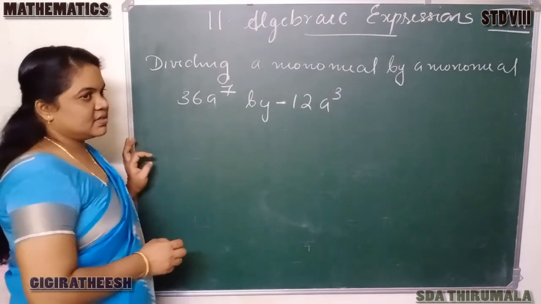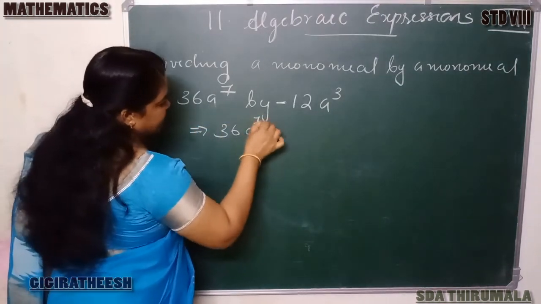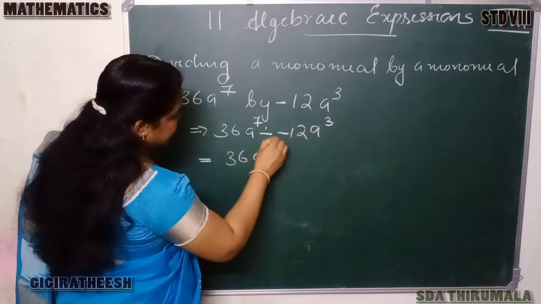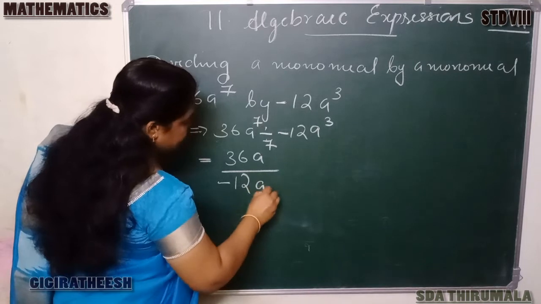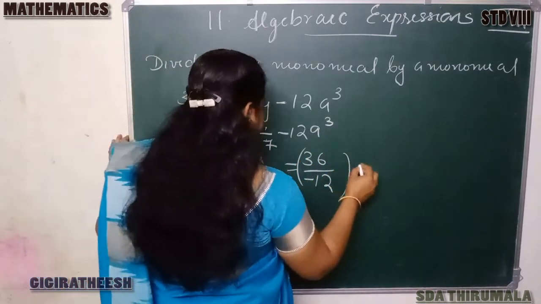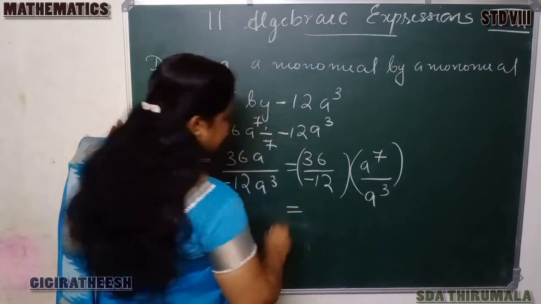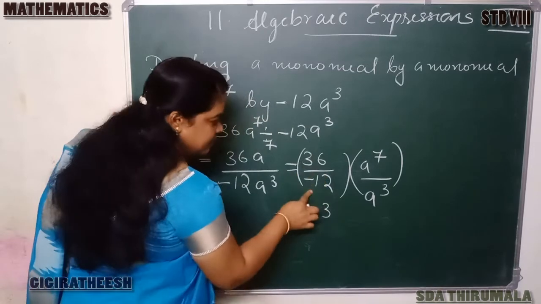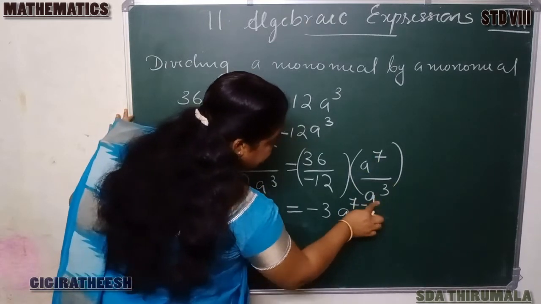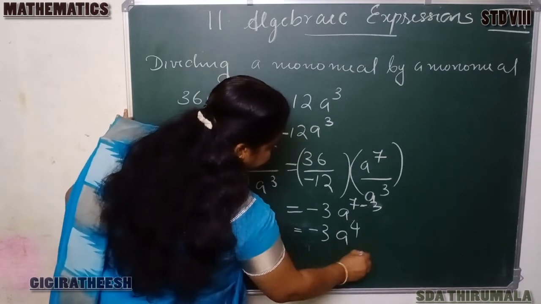We can write it as 36a raised to 7 divided by minus 12a cubed. First we divide 36 by minus 12, and then a raised to 7 by a raised to 3. 36 divided by minus 12 is minus 3. a raised to 7 by a raised to 3 is a raised to 7 minus 3, subtracting the exponents, that is a raised to 4. So the answer is minus 3a raised to 4.